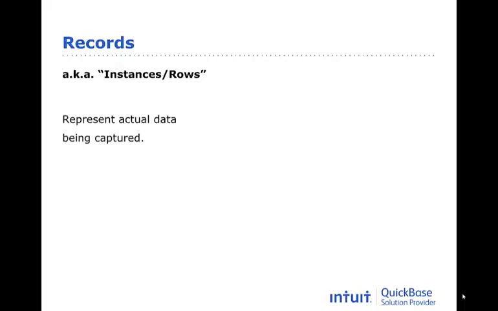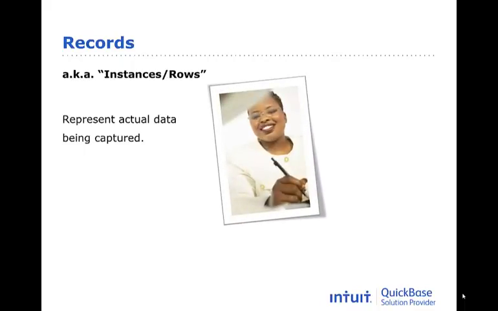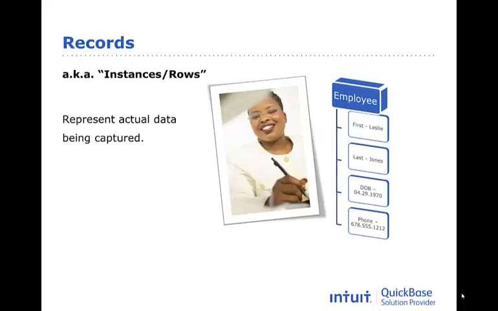The next component we need to speak about is records, also referred to as instances or rows. These correspond to the actual data being captured within the table. In the case of an employee, Leslie Jones, we might track her first name, last name, date of birth, and phone number. As you can see in this example, while first name, last name, date of birth, and phone number are the fields, the information or the record is actually Leslie Jones, 4/29/1970, with her phone number being 678-555-1212.